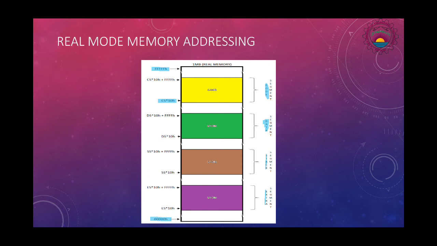For getting the starting address of data segment within 1 megabyte memory, you have to multiply DS with 10H. So that will be the starting address of data segment within memory. Then we multiply SS with 10H to get starting address of stack segment within memory. And in the same way, we multiply extra segment with 10H for getting the starting address of extra segment in memory.